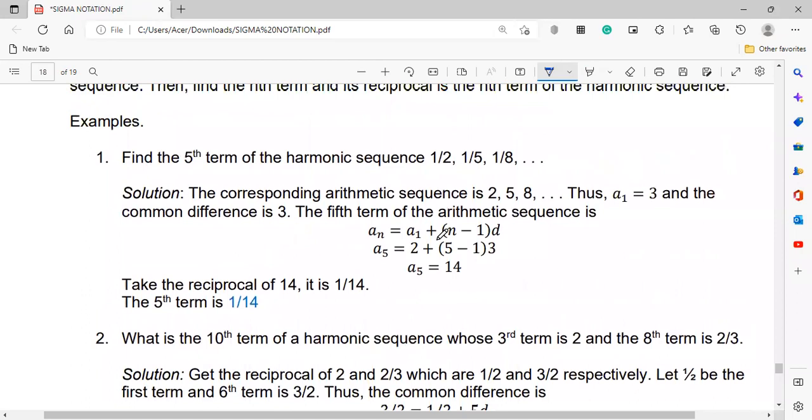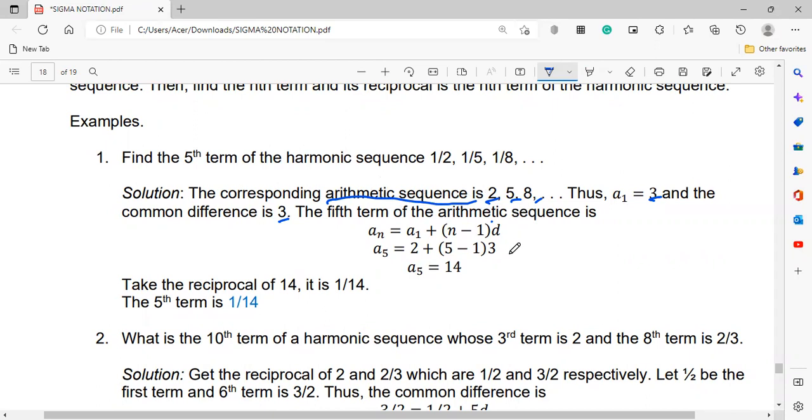So, for example, we're going to find the fifth term of the harmonic sequence 1/2, 1/5, 1/8. When getting the reciprocal of these terms, we will get 2, 5, 8. These 2, 5, 8 are the arithmetic sequence. So the first term is 2, and the common difference is 3. How? 5 minus 2 is 3, 8 minus 5 is 3.